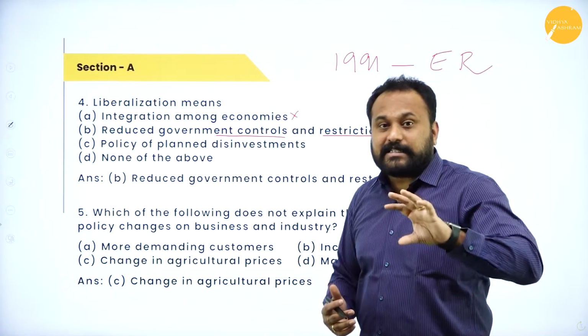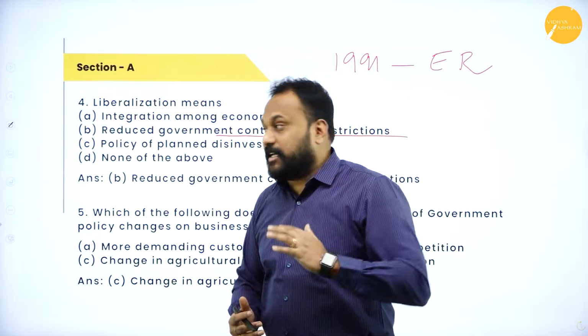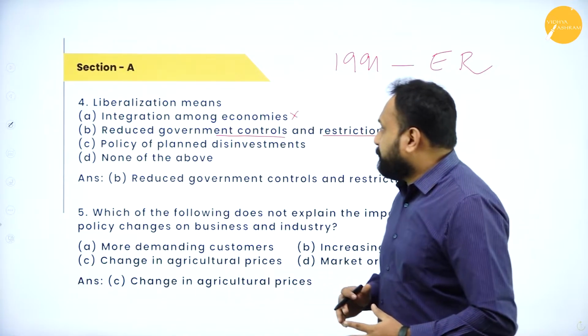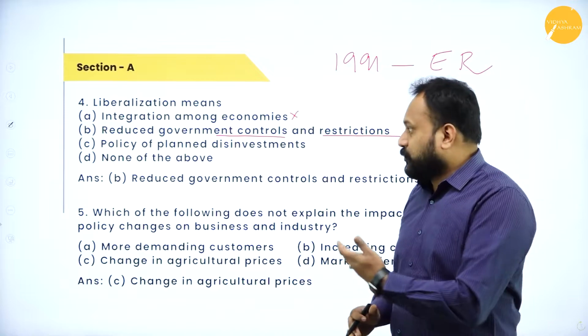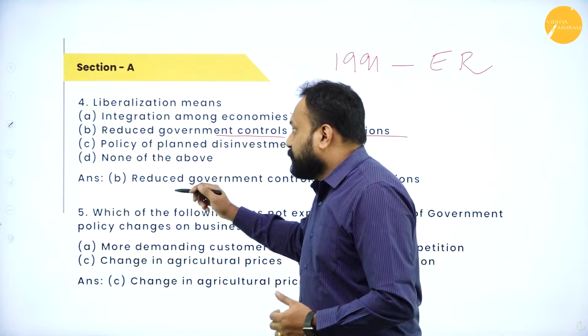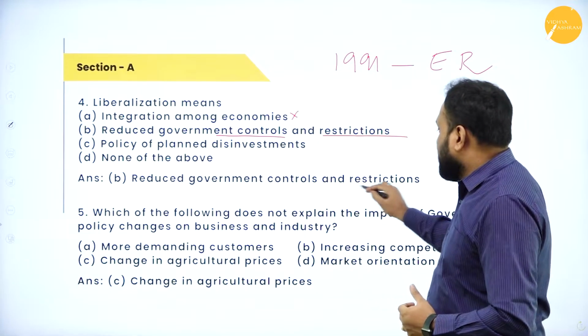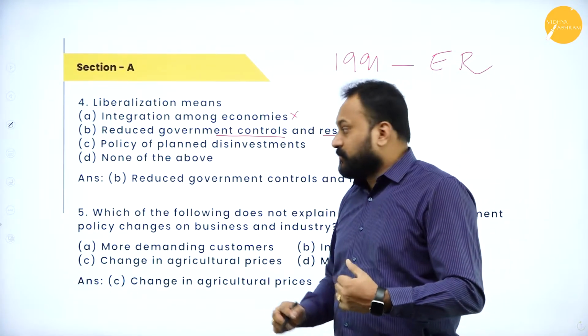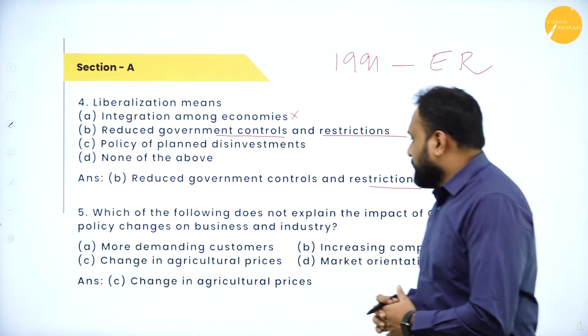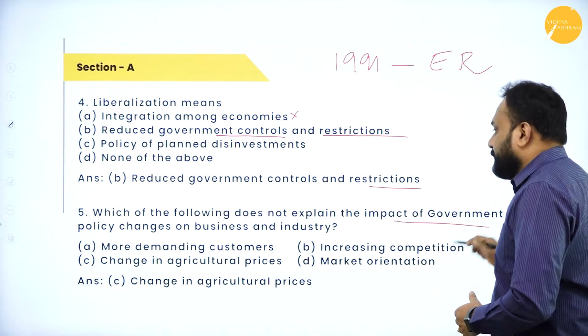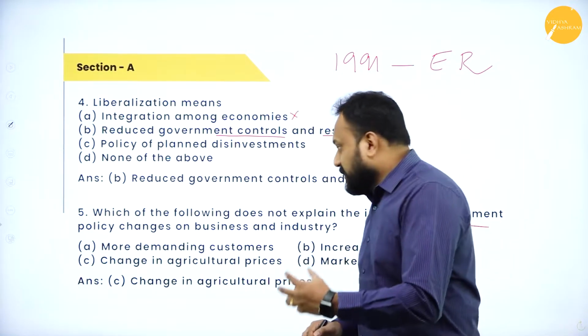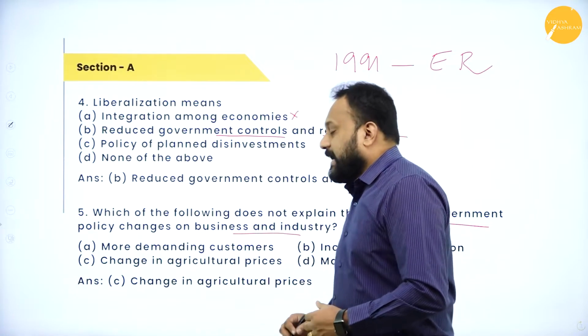But let's understand the option C as well as D. Policy of planned disinvestment. No, it will not come. None of the above. So your answer is B, that is reduced government controls and restriction. Next one is, which of the following does not explain the impact of government policy changes on business and industry?